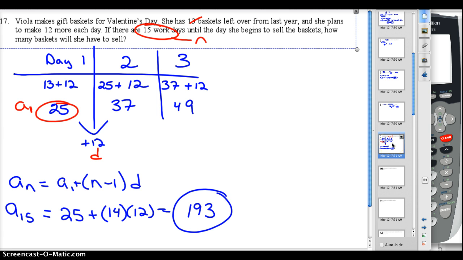Pause, take some time right now to work on number 18. This is one of the trickier questions. It's on the test, so take some time. Get number 18 figured out.